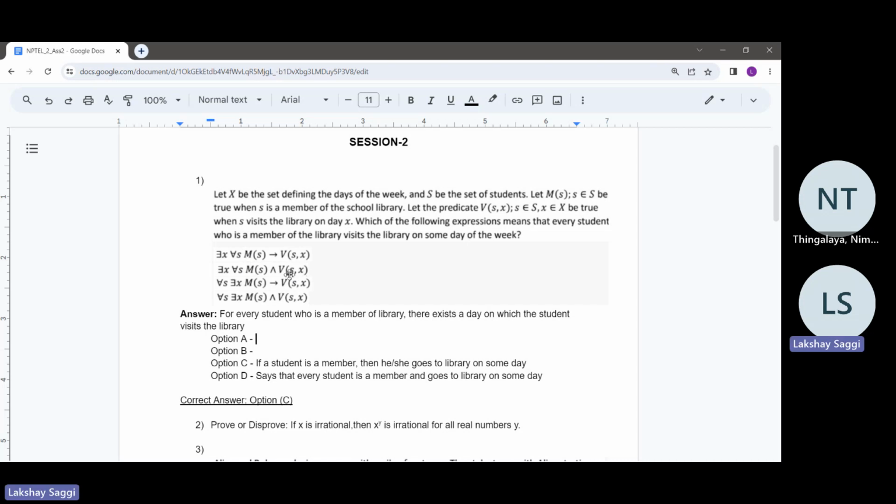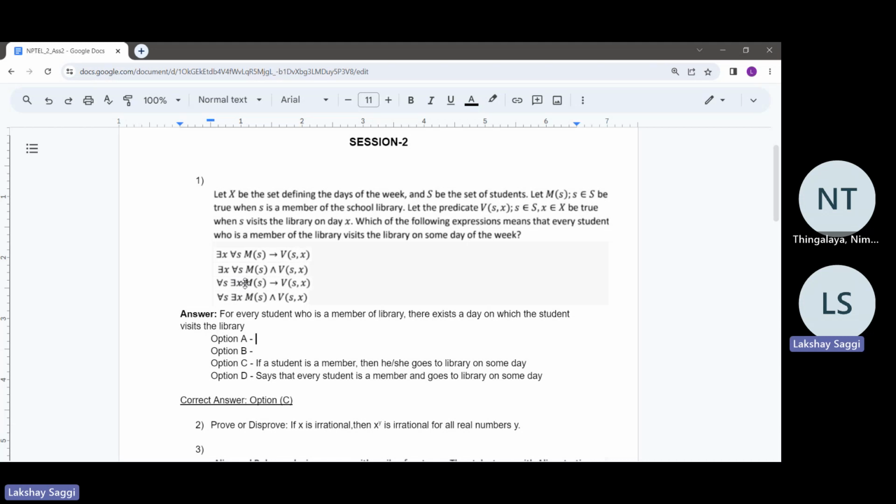So what's option A saying? Let's just see for the sake of better understanding. Here this option A is saying that there exists an X, and for all S, M of S implies V of S comma X. So we see that this proposition is actually similar to option C. The proposition inside is similar, M of S implies V of S comma X. But the ordering of these quantifiers is different. There exists an X, and for all S are switched between option A and option C.